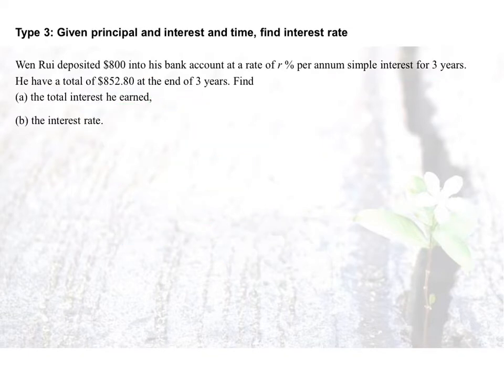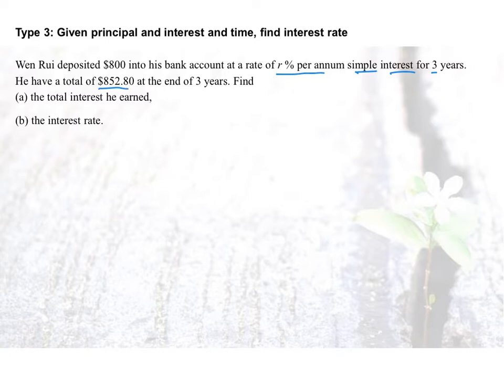Now, next type of the question, given the principal amount and interest and time, they ask me to find the interest rate. What is that talking about? Now, let us take a look at our question. He deposited $800 into his bank account at an interest rate of R% per annum. That means I don't know my interest rate, but I know that I'm calculating it at simple interest for 3 years. And at the end of the 3 years, he have this total.